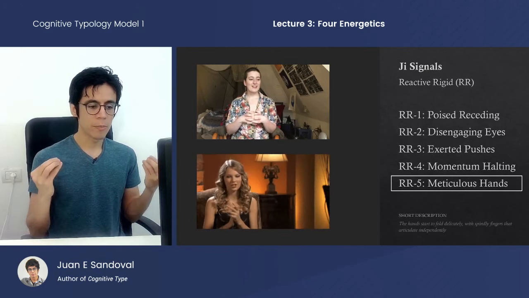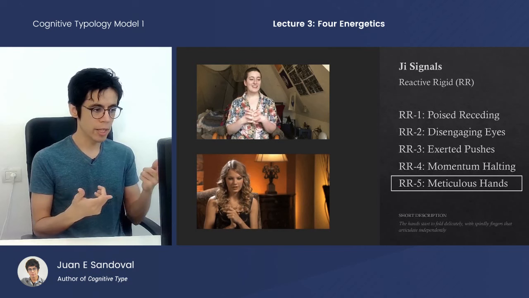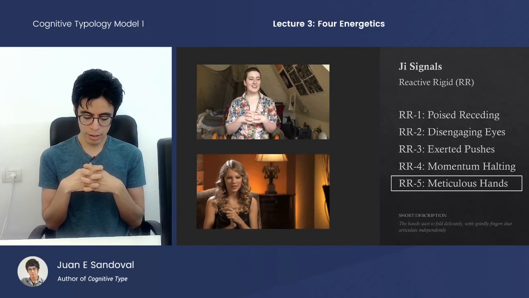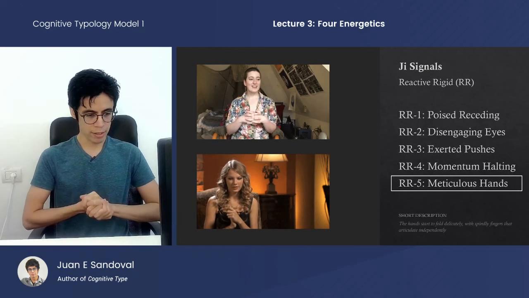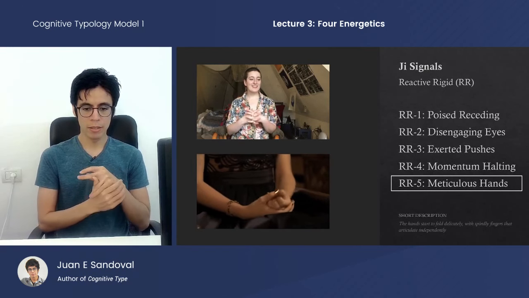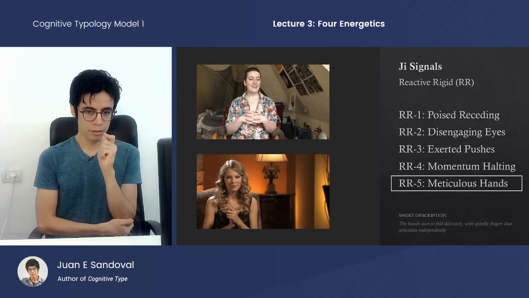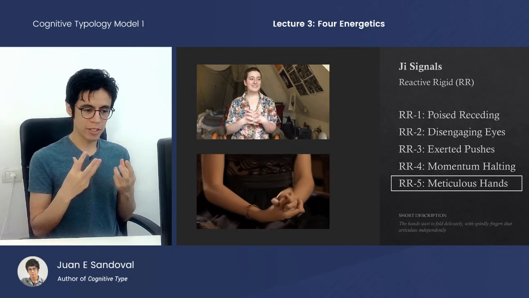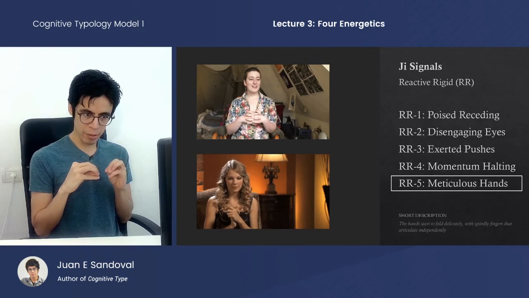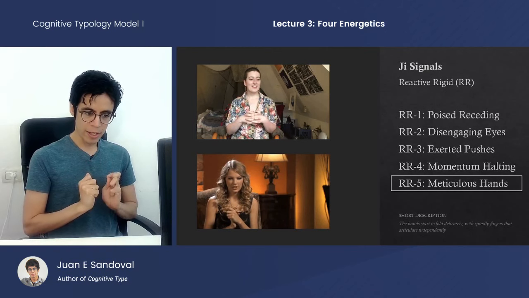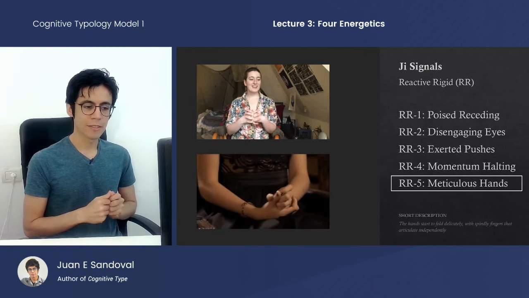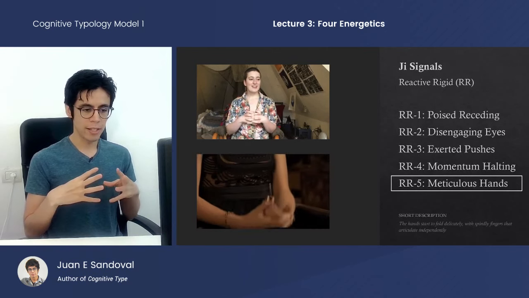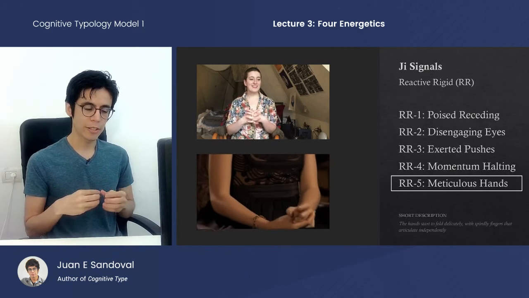And also, like the poised receding, there's multiple ways that the hands could land. So here you see examples. One of them here is this. You know, it may be like this. It may be like this, or like this. So if you see the fingers generally doing these odd spindly shapes in a kind of delicate way, that is meticulous hands. And the specific way in which they land is not that important as much as the act of doing something like this in the first place.